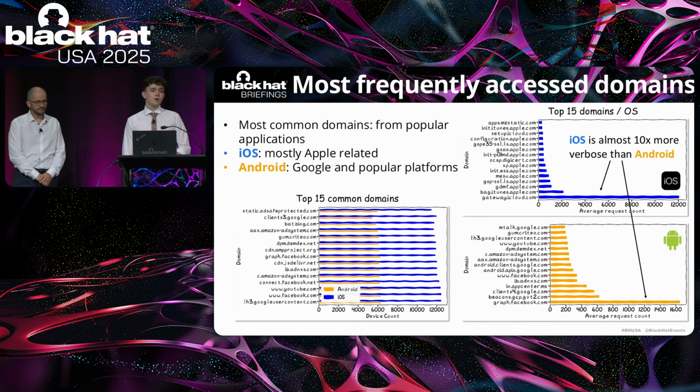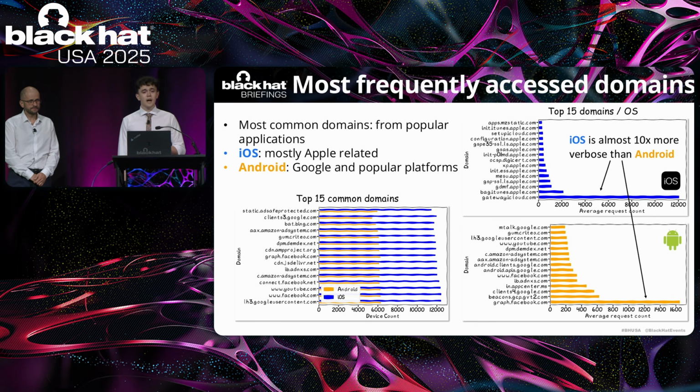By what amount? Well, by taking a look at the most common domains based on the number of devices that access it, we can see that popular platforms such as Facebook, YouTube, and search engines are present the most. If we take the operating system separately, we can see that iOS focuses mostly on Apple-related DNS, while Android focuses on Google and popular platforms. There is also like a 10 times difference in favor of iOS regarding the number of requests.